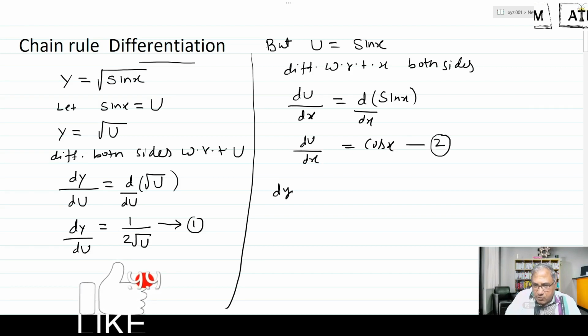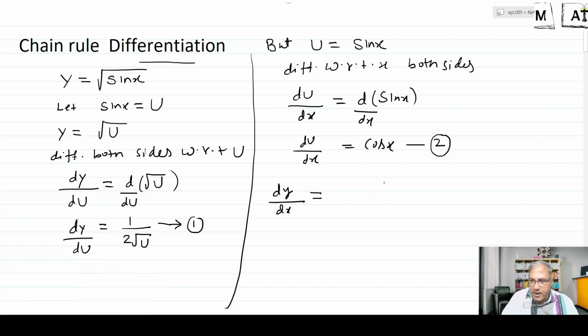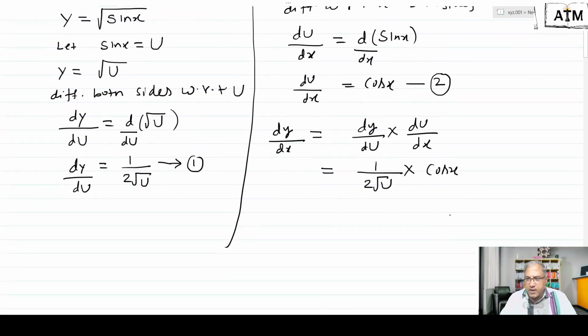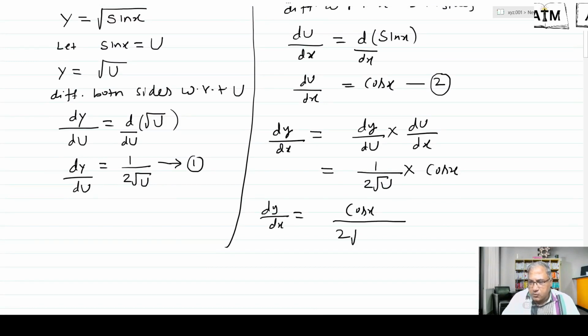Now, according to the chain rule, dy by dx is nothing but the multiplication of step 1 and step 2. Step 1 is dy by du and step 2 is du by dx. You need to multiply both of them. So dy by du is nothing but 1 upon 2 root u and du by dx is nothing but cos x. Now what do you do? You put back the values. dy by dx equals cos x upon 2 root u. What is u? u is nothing but sin x.